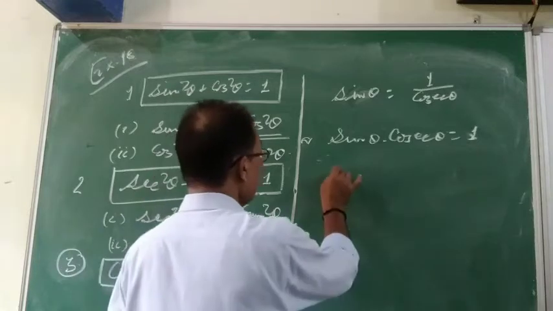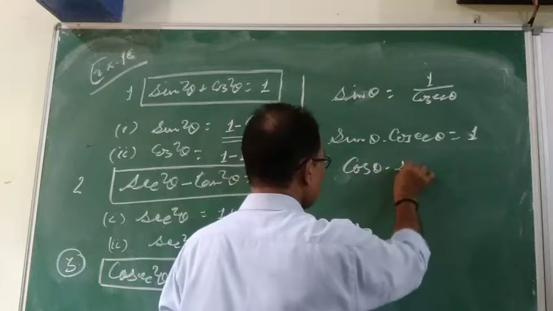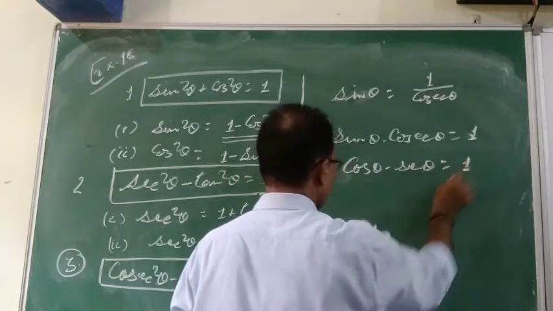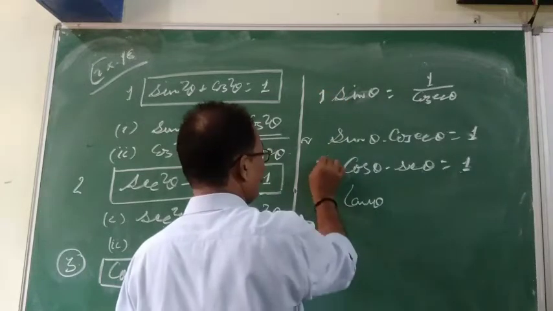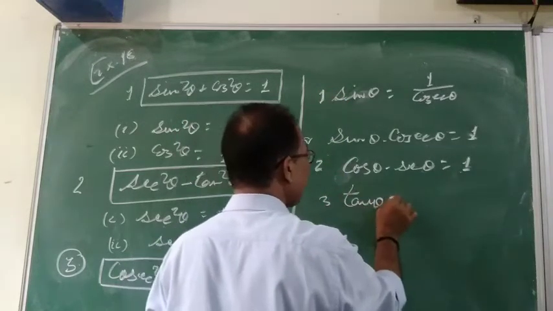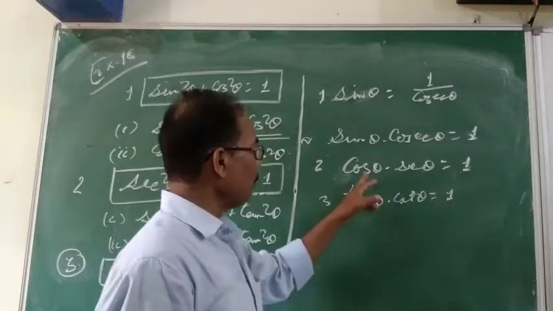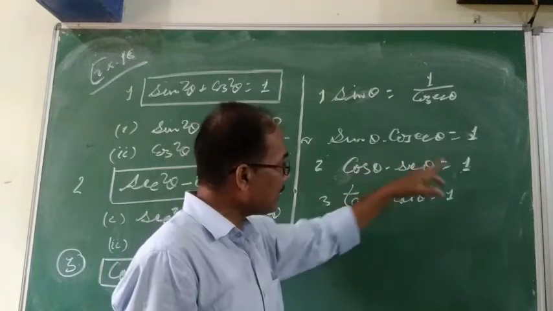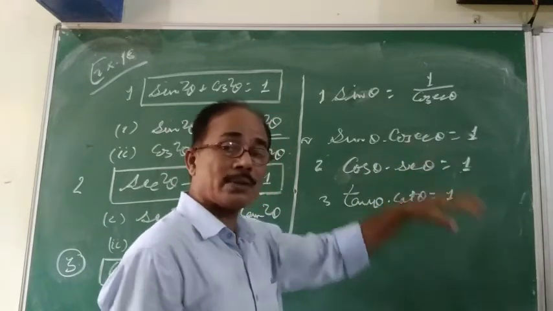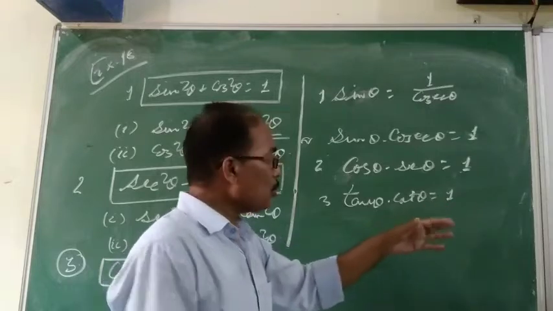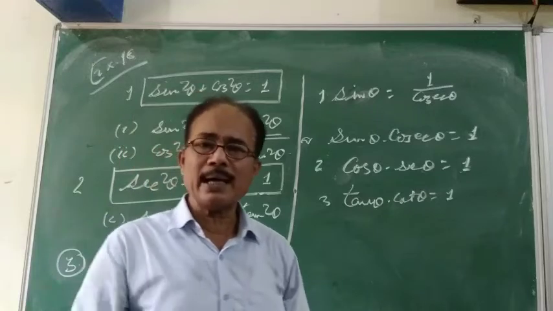Similarly, cos theta into sec theta is also equal to 1, and tan theta into cot theta is also equal to 1. Deriving from these, in place of cos theta we can write 1 by sec theta, or in place of sec theta we can write 1 by cos theta. This is the second part. So directly these formulas will be applied to prove the questions in the identity.